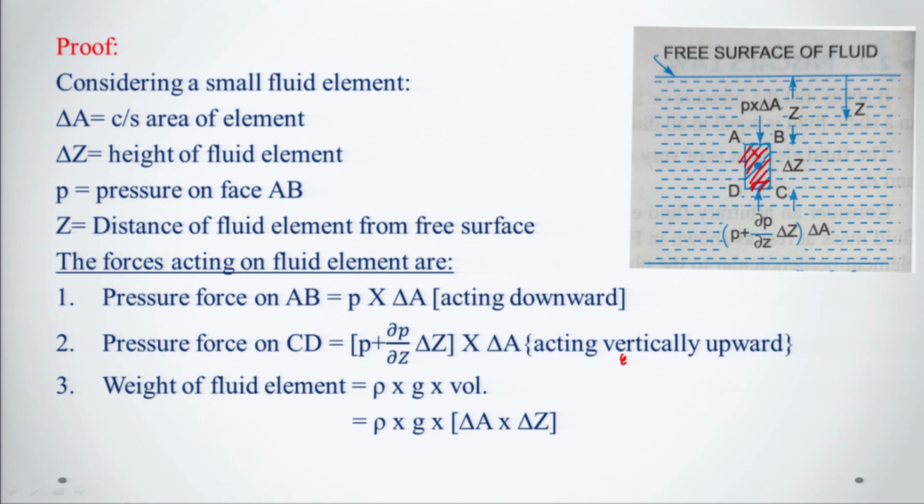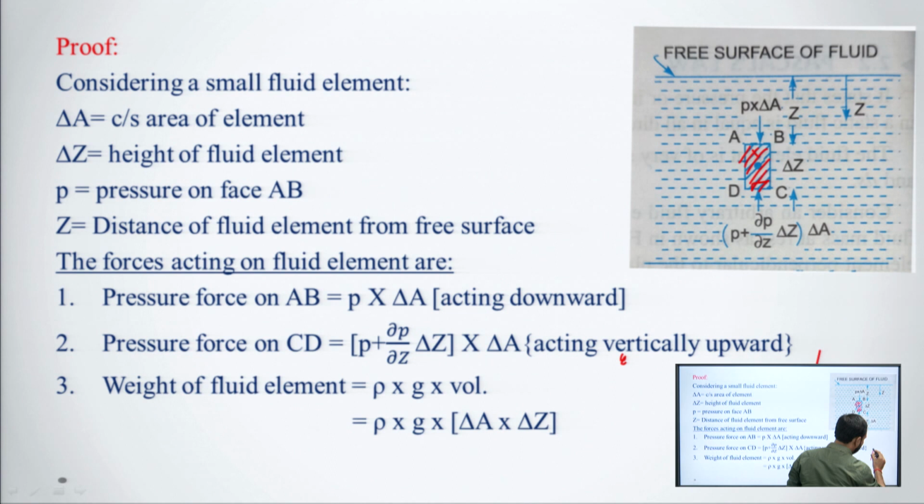Okay. So, if delta A is the cross section area of the element, how can the cross section area be understood? This you are seeing from the front view. Okay. If we look at the top view, we will have it something like this. Okay. So, you can see this shaded portion from the front view.